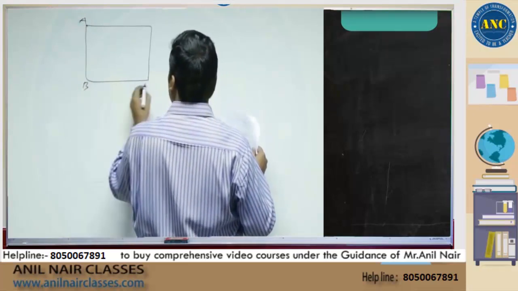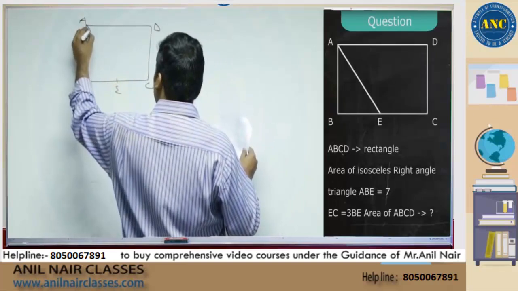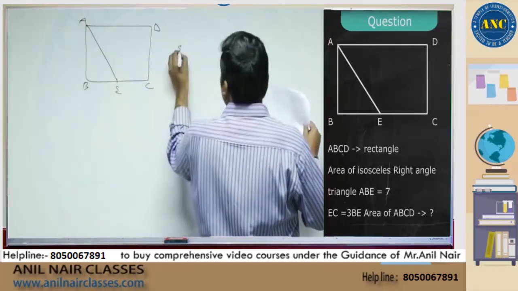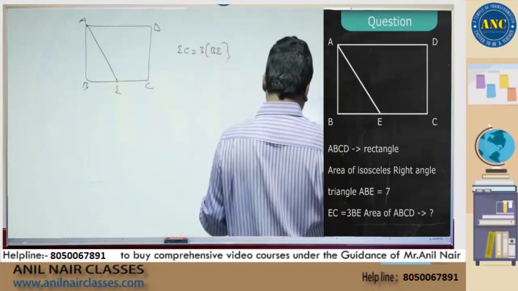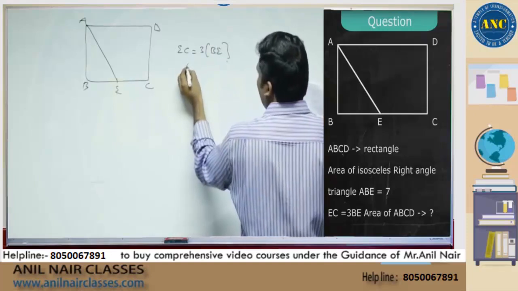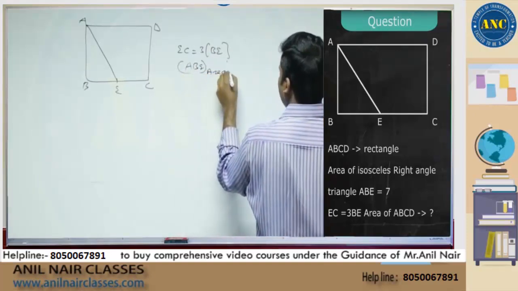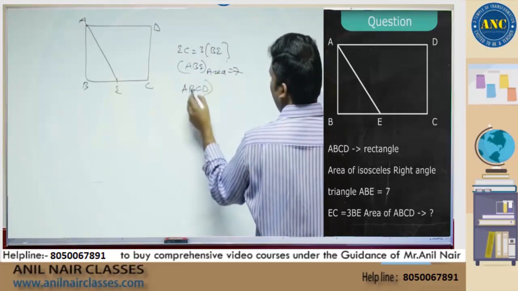ABCD is a rectangle. Read the question, sir. You will understand the idea. EC is equivalent to 3 times BE. Okay. And the area of ABE is 7. Find the area of ABCD.